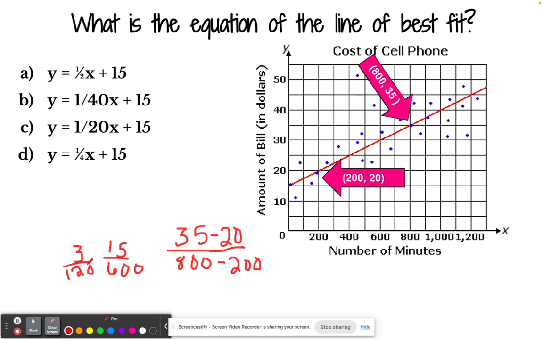Yeah, I could have divided both the top and bottom by 15 right off the bat, but sometimes it's nice to break into 2 steps. Divide by 3, I get 1. Divide by 3, I get 40. So my slope is 1 over 40, and it's letter B.